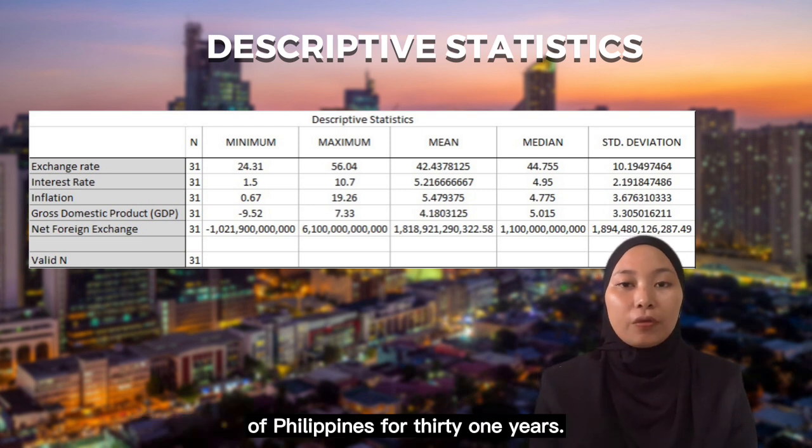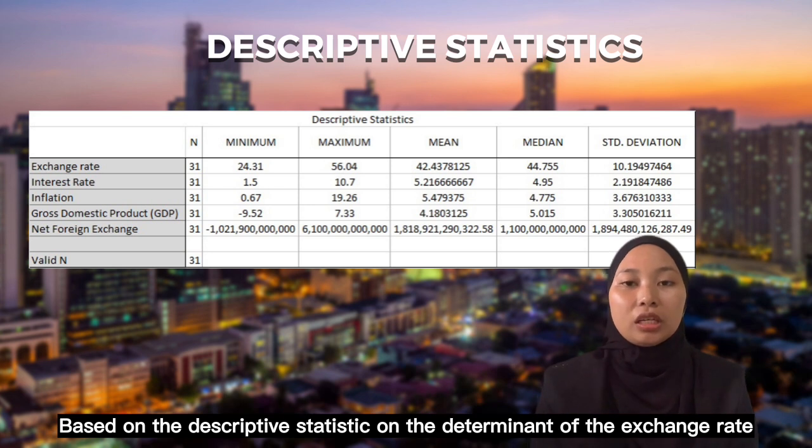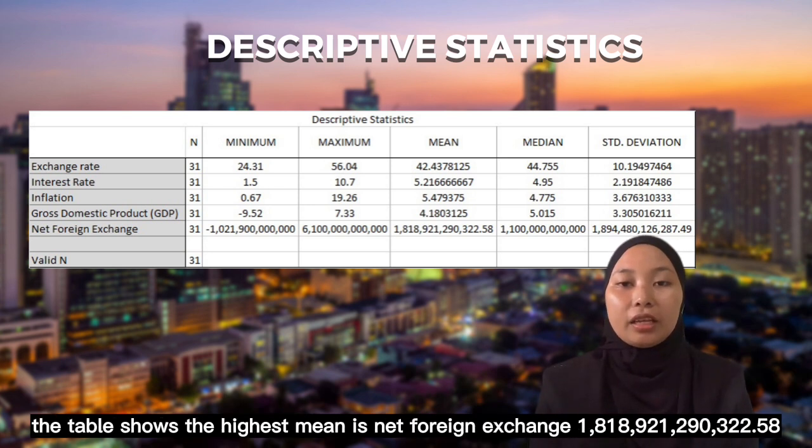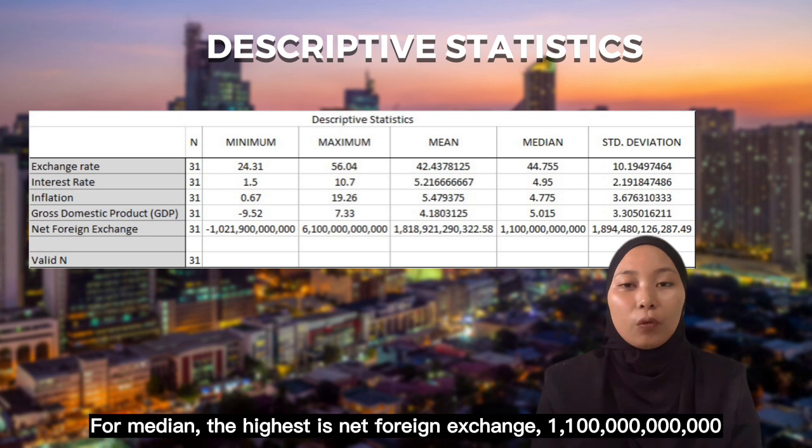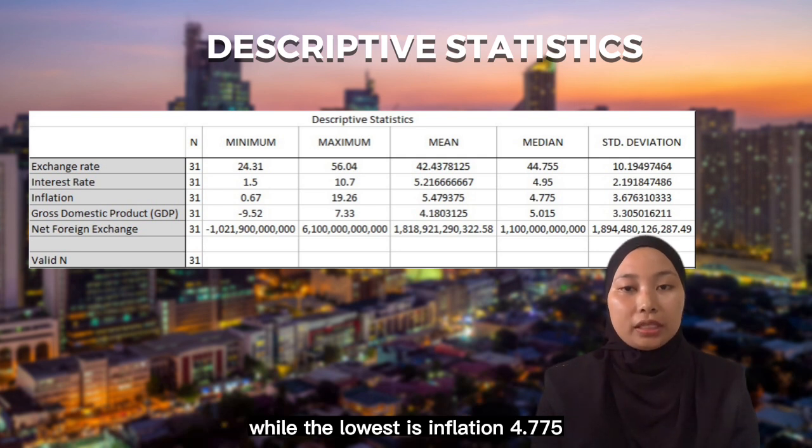Descriptive statistics of the Philippines for 31 years. Based on the descriptive statistics on the determinants of the exchange rate, the table shows the highest mean is net foreign exchange, 1818921290322.58, while the lowest is gross domestic product, 4.1803125. For the median, the highest is net foreign exchange, 1.1 trillion, while the lowest is inflation, 4.775.